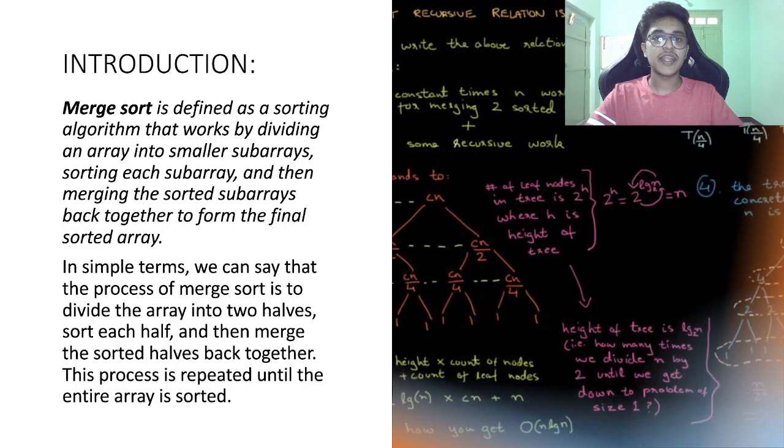So merge sort is defined as a sorting algorithm that works by dividing an array into smaller subarrays and sorting each subarray, then merging the sorted subarrays back together to form the final sorted array. In simple terms, the process of merge sort is to divide the array into two halves, sort each half, and then merge the sorted halves back together. This process is repeated until the entire array is sorted. This is a recursive function which is helpful in sorting the given array using the merge sort algorithm.